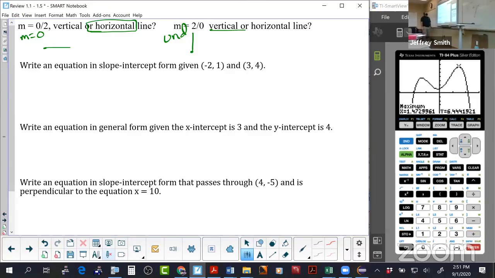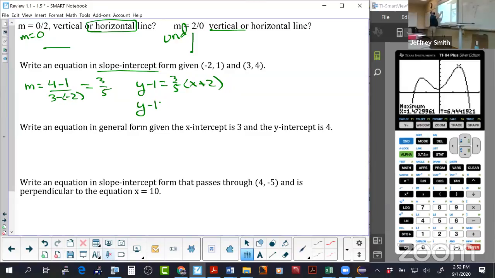Write an equation in slope-intercept form given that. Slope-intercept. So slope, 4 minus 1 over 3 minus negative 2, so 3/5. Now we can do y minus 1 is equal to 3/5 times x plus 2. Doesn't matter which point you pick. Pick either one. So y minus 1 is 3/5 x plus 6/5. y equals 3/5 x plus 11/5, because we're adding 1, so we're adding 5/5. There we go.